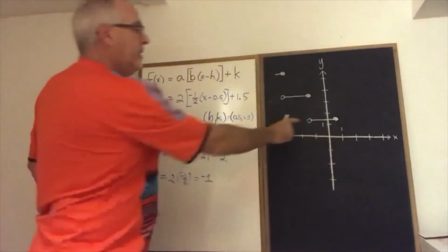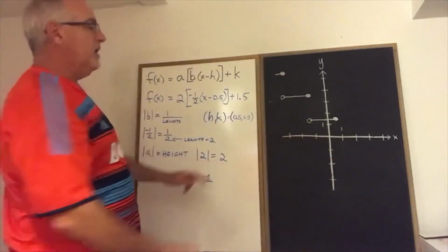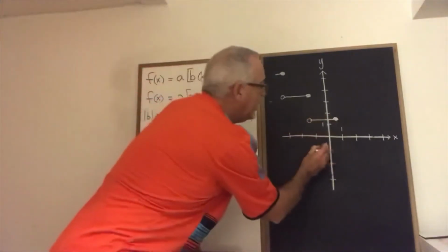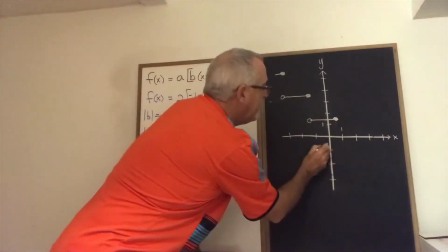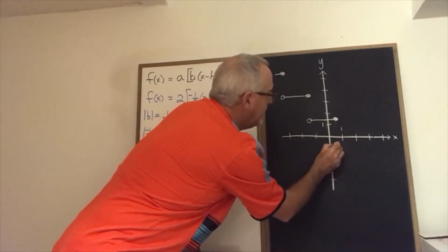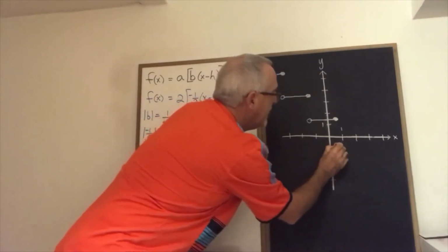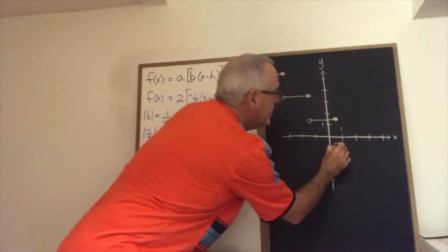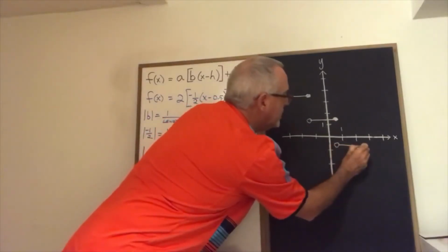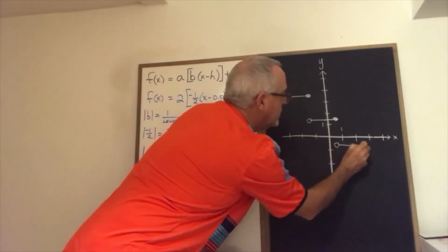Now we need a step below this one. Again, it's 2 units below. This is at 1.5, so that'll be at -0.5. I need an open circle here. And then I'm going to draw 2 units to the right of that, which will be to x equals 2.5, and put a closed circle.